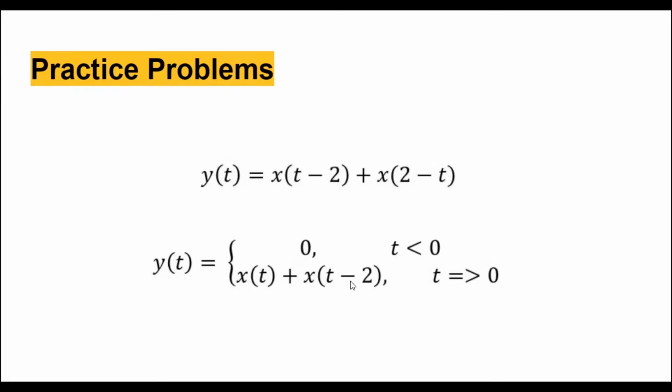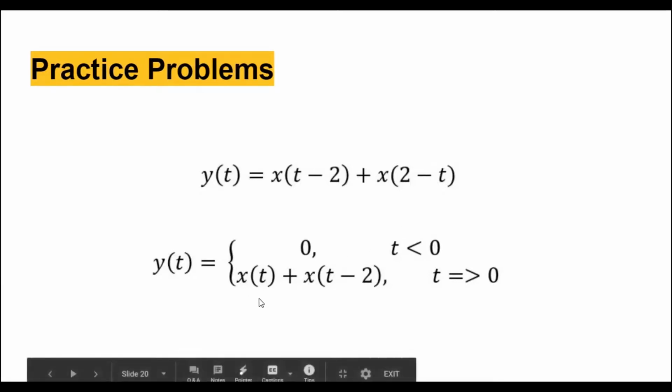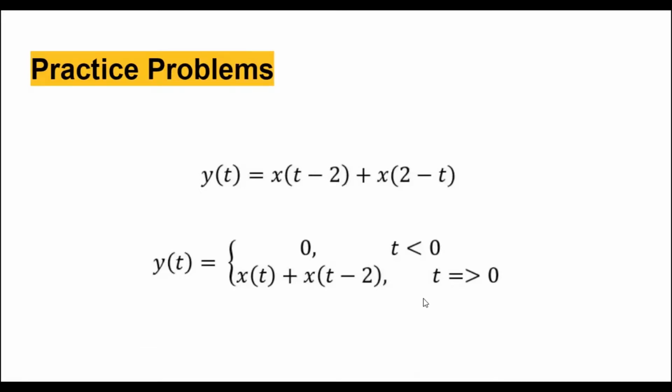Now, interestingly enough, considering that y of t is 0 for t less than 0, and then if we look at the bottom part, x of t and x of t minus 2, never at any point is a t value required that we would consider a future value. So this system is actually causal.